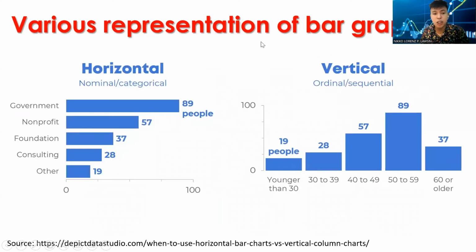Another representation: a bar graph can be in horizontal or vertical orientation. If horizontal, most of the variables represented are nominal or categorical groupings. In the given example: government, nonprofit, foundation, consultant. And vertical is commonly used if the data is more ordinal or sequential, in terms of age: 19 and younger, 30 to 39, 40 to 49, 50 to 59, and 60 or older.